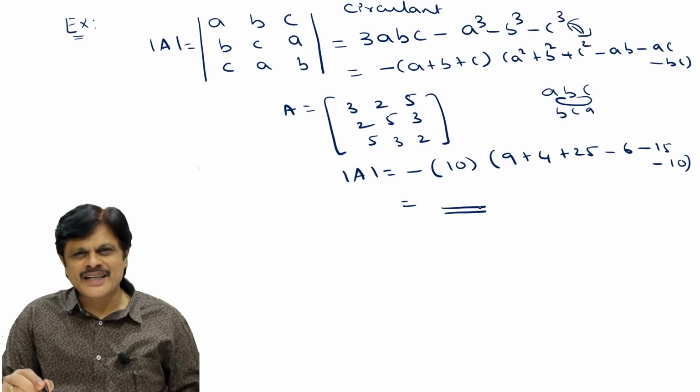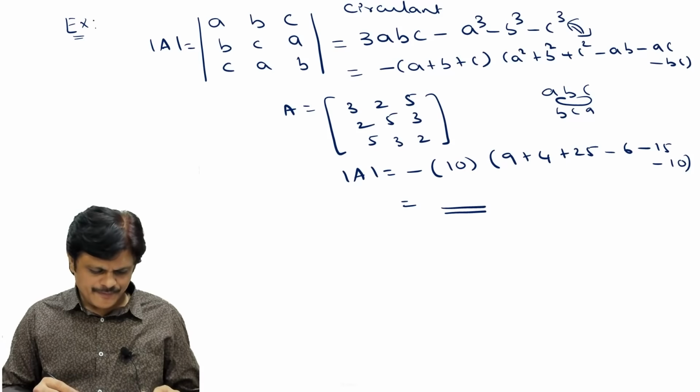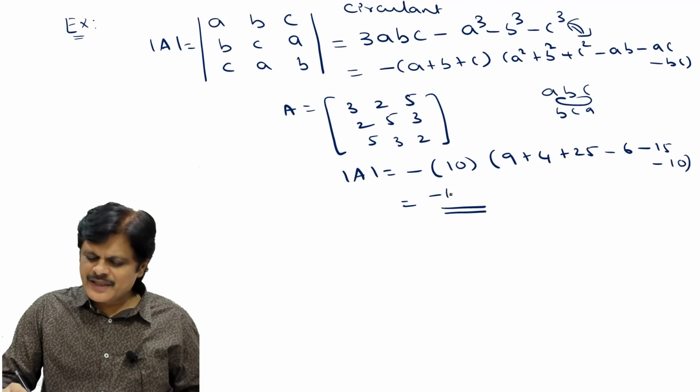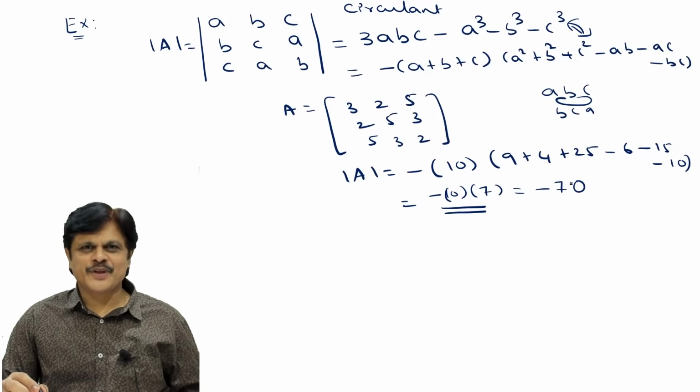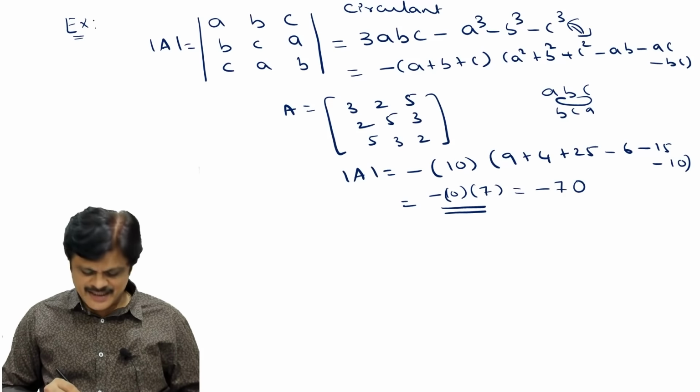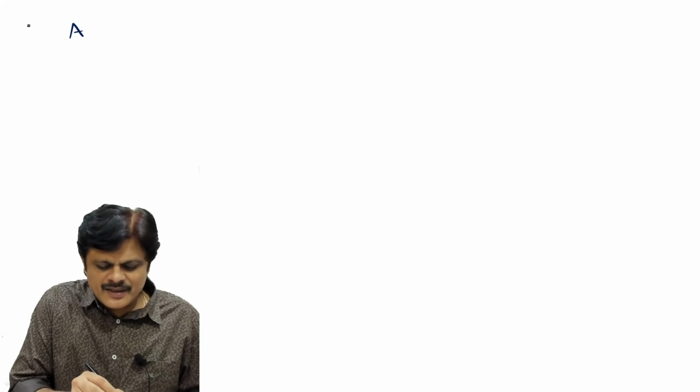Please simplify to get the answer. So when you simplify, you get the answer minus 10 into, I think this is 7. Please simplify and check. The answer is minus 70. Okay, let us take the next example.